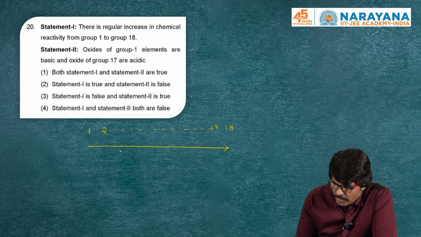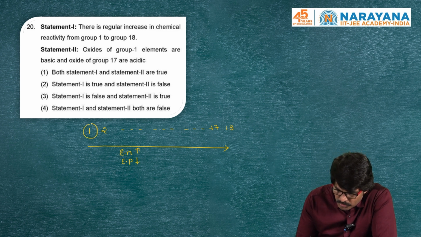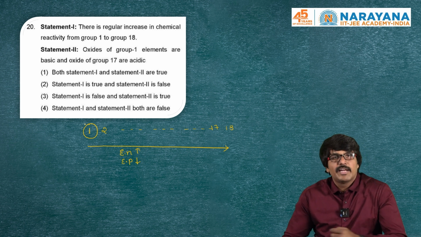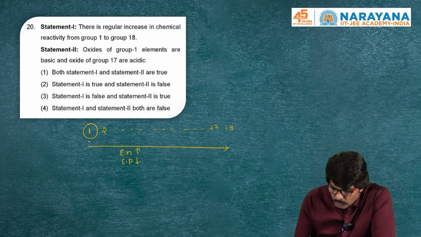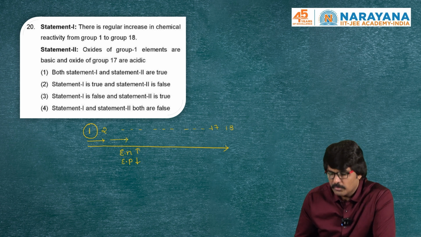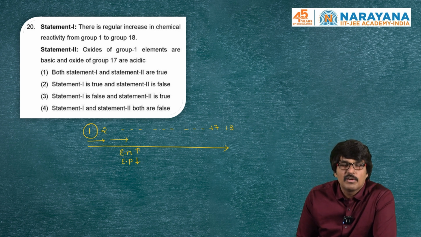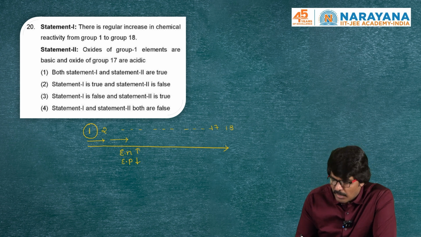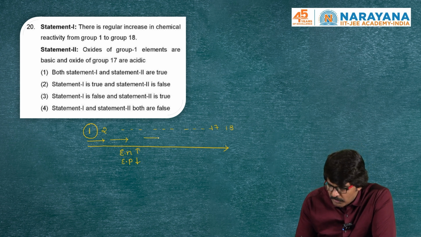So here electronegativity increases, also I can say electropositivity decreases. So these are most electropositive metals, more reactive. But when you move from first group to second group and second group to third group, electropositivity decreases, reactivity will also decrease. After that, electropositive element is becoming electronegative element and electronegativity increases, reactivity will also increase.